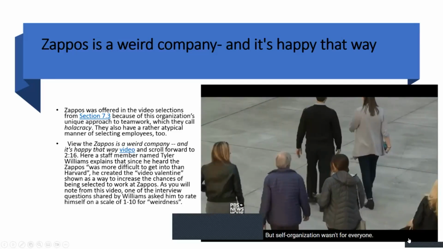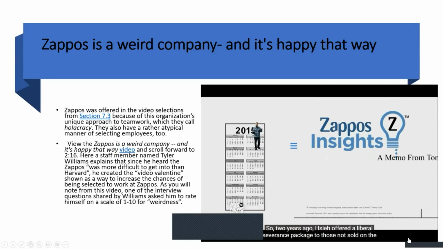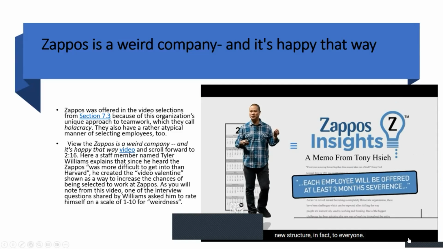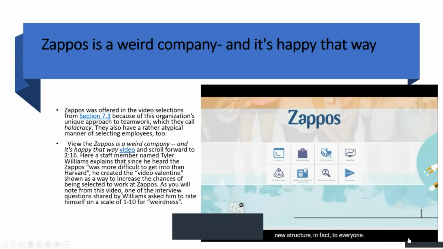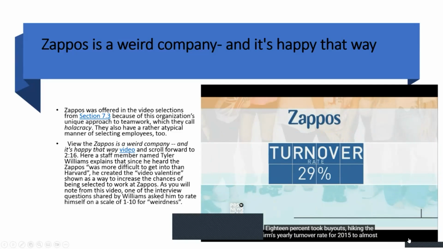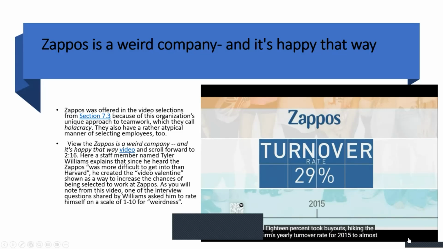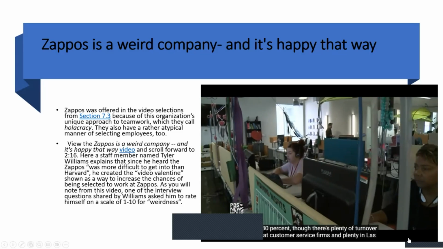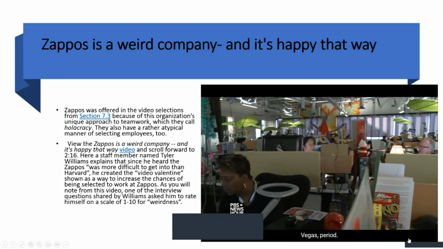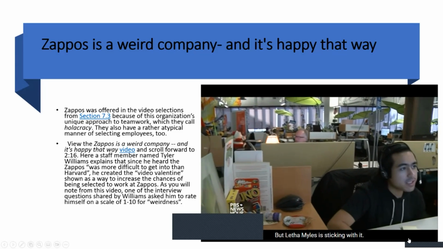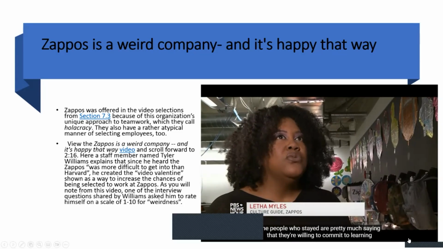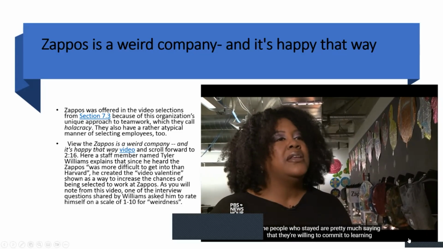But self-organization wasn't for everyone. So 2 years ago, Shay offered a liberal severance package to those not sold on the new structure. In fact, to everyone. 18% took buyouts, hiking the firm's yearly turnover rate for 2015 to almost 30%, though there's plenty of turnover at customer service firms and plenty in Las Vegas, period. But Letha Miles is sticking with it. The people who stayed are pretty much saying that they're willing to commit to learning it and practicing it.